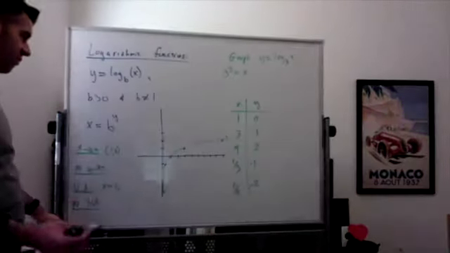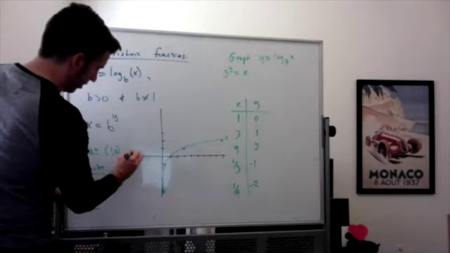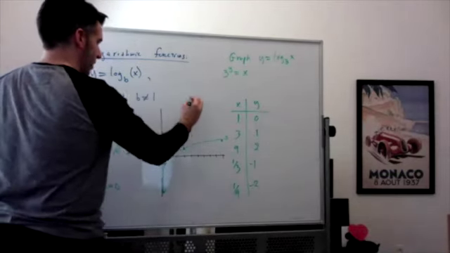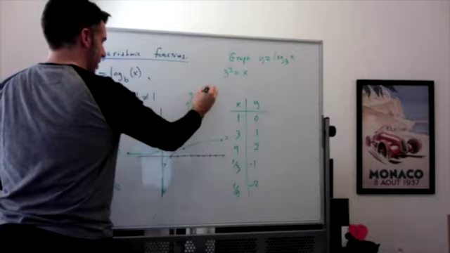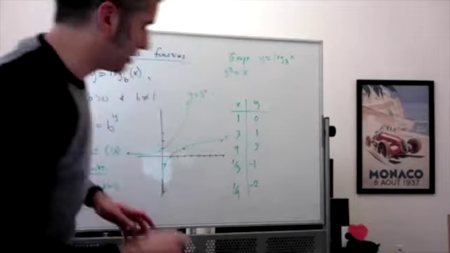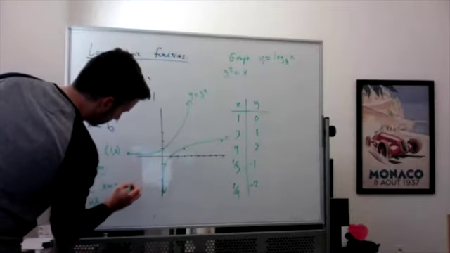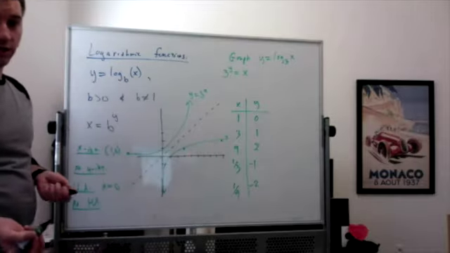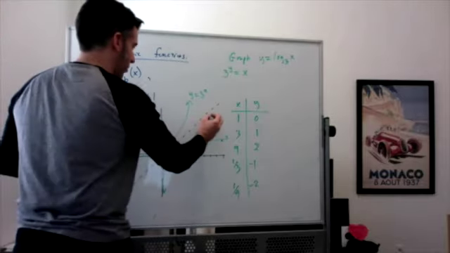In fact, we can even draw it here. Right there is your y equal to 3 to the x. And if you'll notice, this is not a coincidence, but these graphs are reflections of each other in the line y equals x.